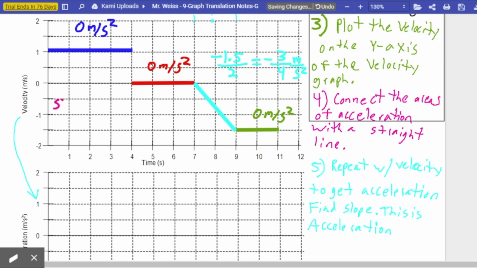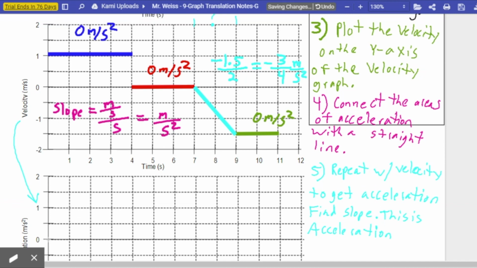Some of you may be asking, but Mr. Weiss, how did you get those units? Well, I'm glad you asked. I'll show you really quick. We know that slope is the change in y over the change in x. Our y here is velocity, which is measured in meters per second, and our x is time measured in seconds. So the units would be meters per second over seconds. That's going to give us meters per second squared. We'll notice here that meters per second squared is actually the unit of acceleration, and we can see that on our y-axis on our graph below.